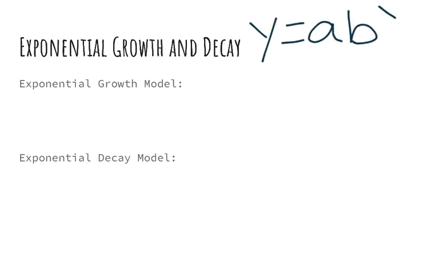This is the general format for both exponential growth and decay functions: y = a b^x. To determine if it was growth or decay, we look at the value of b, which is the number that the exponent x is attached to. If b is greater than 1, so maybe something like 5, then this would be an exponential growth model, and on a graph it would go up from left to right.